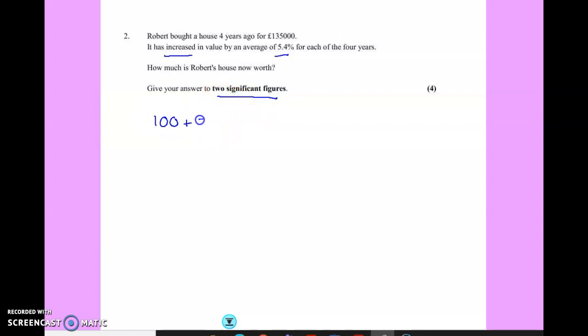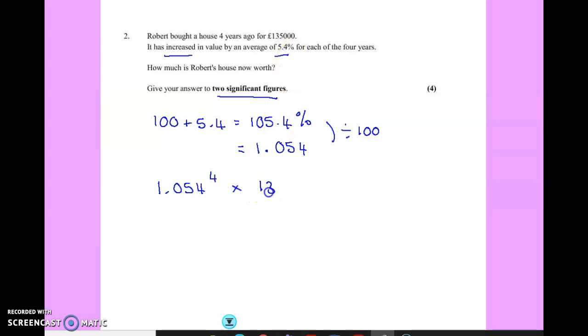Okay, it's an increase, so add it on to 100. So it's going to be 105.4%. 105.4% as a decimal is 1.054. To get from a percent to a decimal, we're dividing by 100. It's for 4 years, so I'm going to do 1.054 to the power of 4 times by the 135,000.